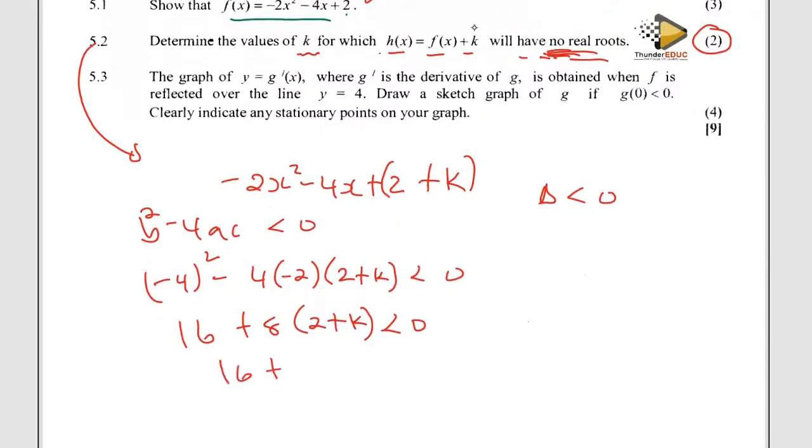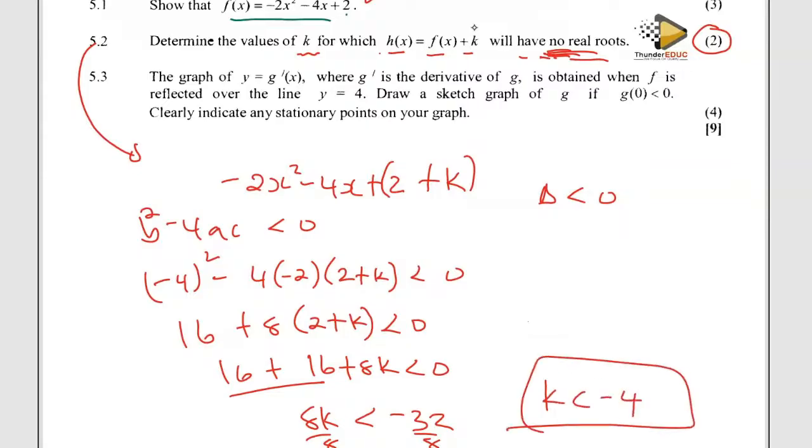So 16 plus 8k should be less than 0. This is a 32, and move it that side, which means 8k is less than negative 32, divided by 8, meaning that k should be less than negative 4. So that is how we would have also gone about it, okay?